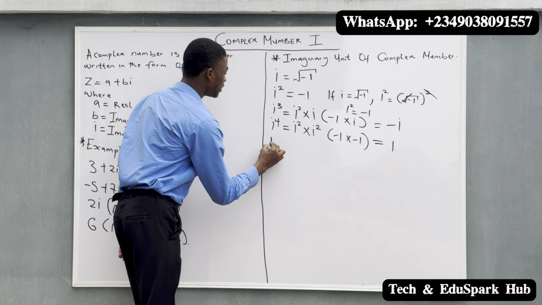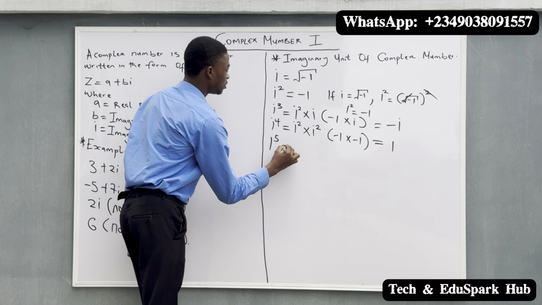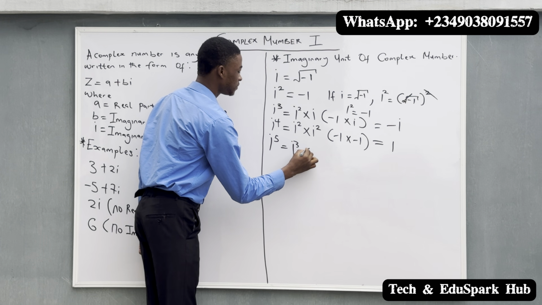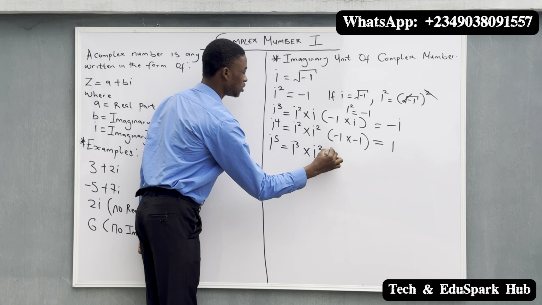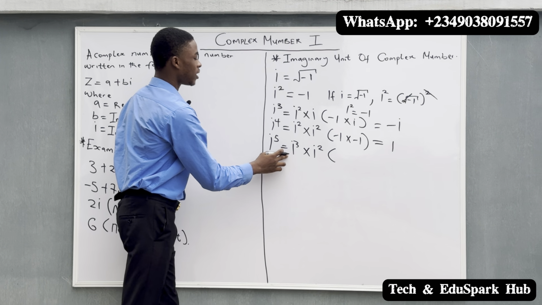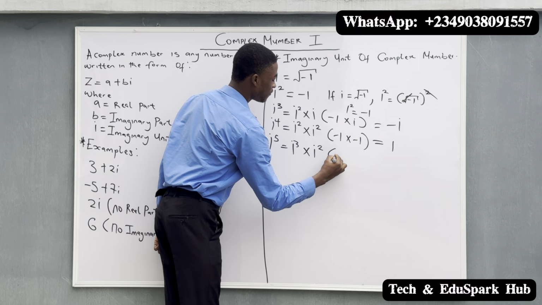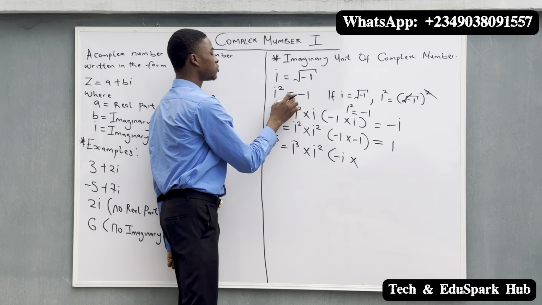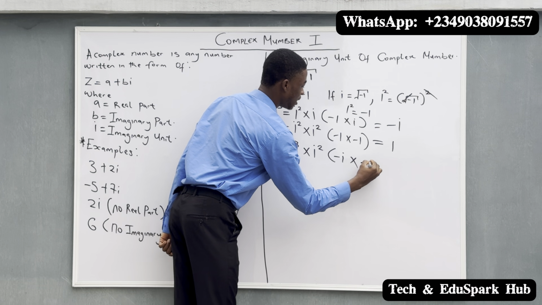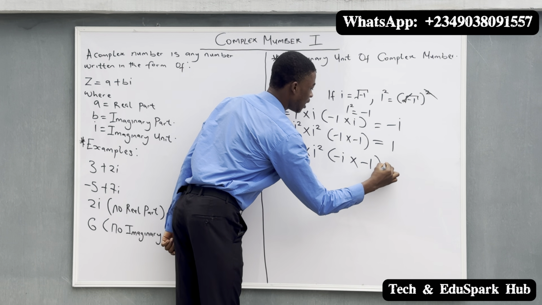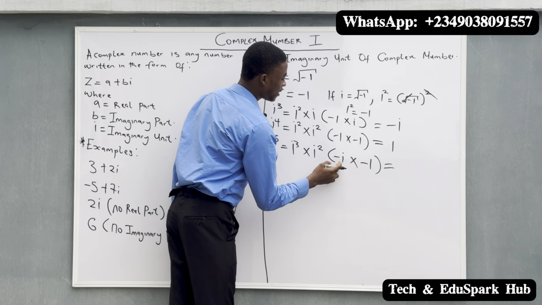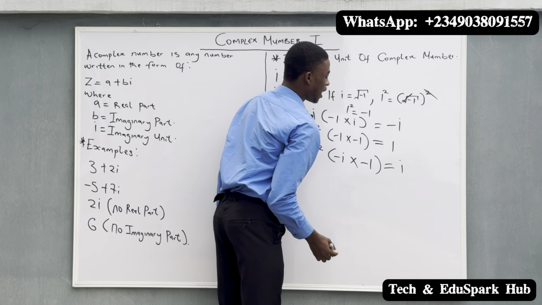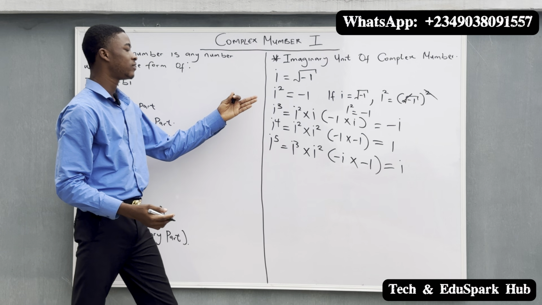And we can have i raised to power 5. Breaking this down, we have i raised to power 3 multiplied by i raised to power 2. In this case, our i raised to power 3 is minus i. So we have minus i multiplied by, what is i raised to power 2? Our i raised to power 2 is minus 1. So this will be equal to minus i multiplied by minus 1. This minus can cancel minus, so we have i. And this is given as our sequence of the imaginary unit.